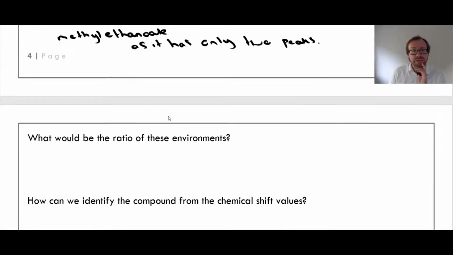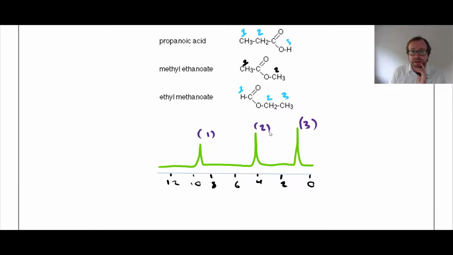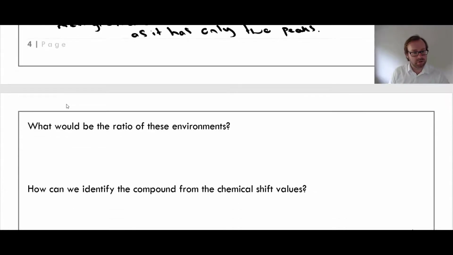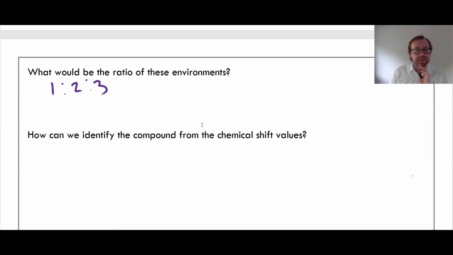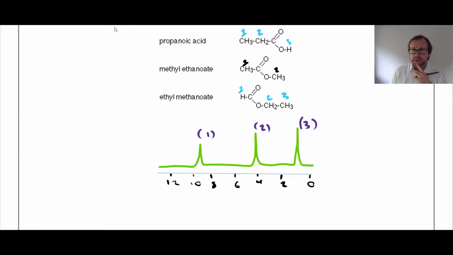So what would be the ratio of these environments when I look at my integration trace number? So it would be 1 to 2 to 3, which probably gives me the number of atoms in these different proton environments. And how can we identify the compound from the chemical shift values? Okay, well, I'll give you a couple of minutes to figure that out yourself.